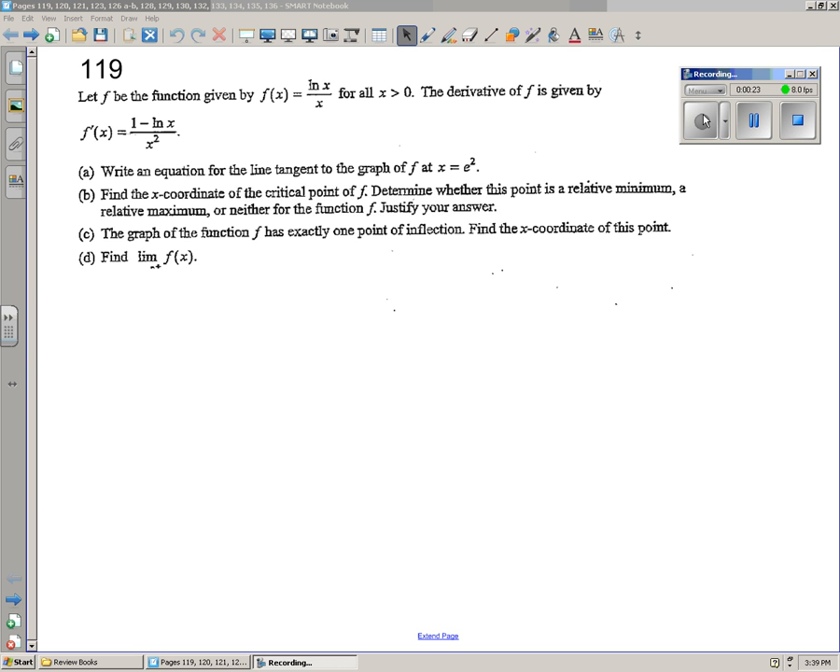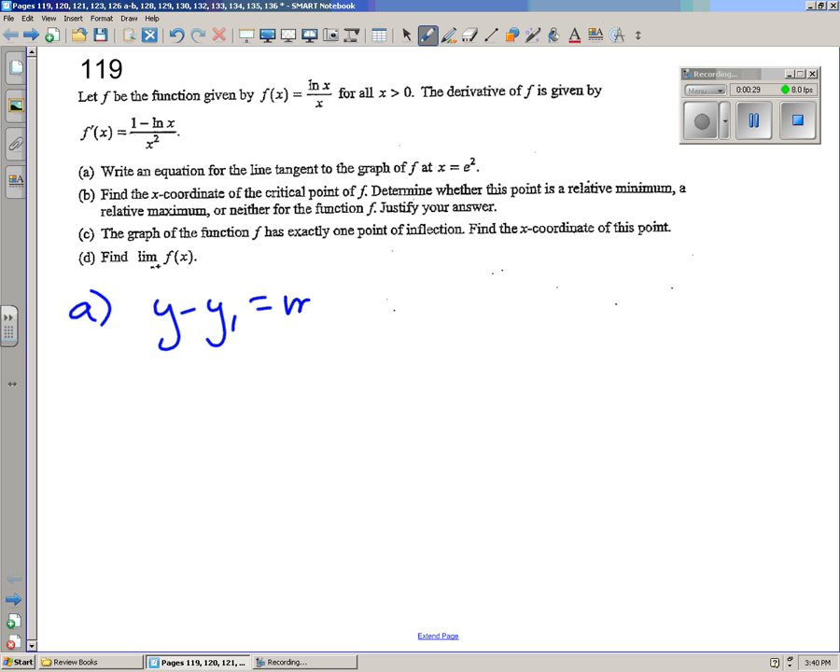All right, part A says write an equation for the line tangent to the graph of f at x equals e squared. So tangent line equation, you really need to know this by heart. So we need to fill in y1, m, and x1. x1 is e squared. Now we need the y1 and the slope. Well, y1 is going to come from f of x.